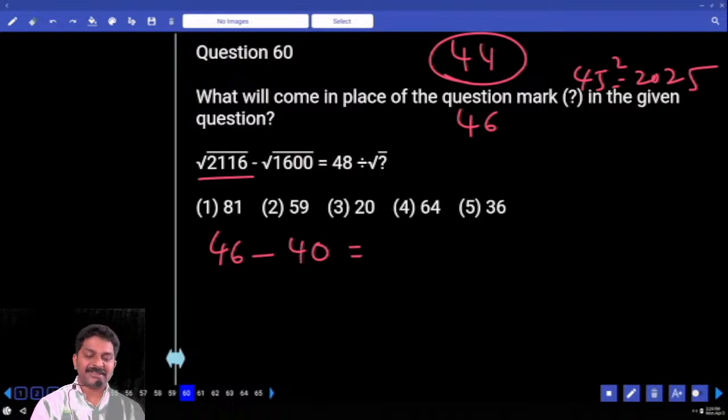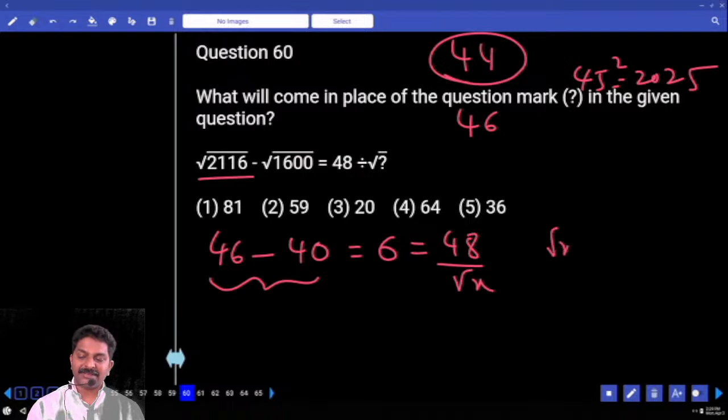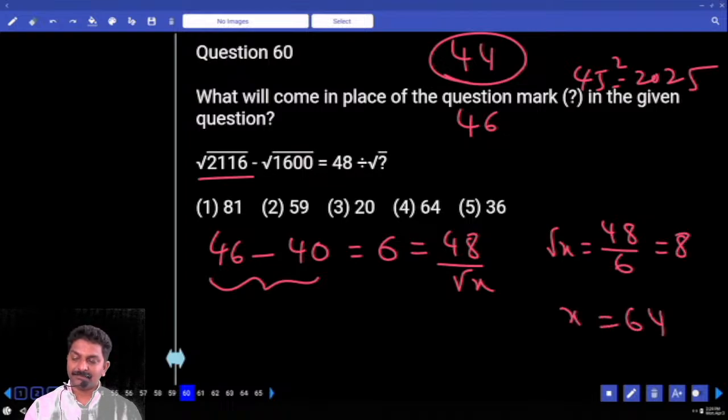40. How much is this? Which is equal to 48 divided by root x. Then root x is equal to 48 by 6 only. How much is it? Then x is equal to what?